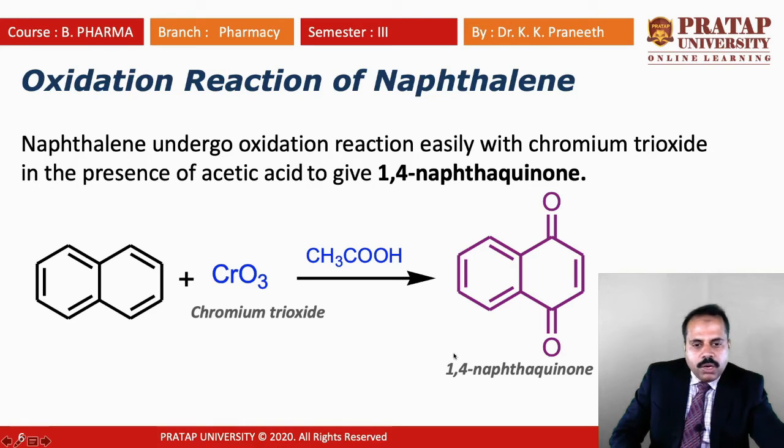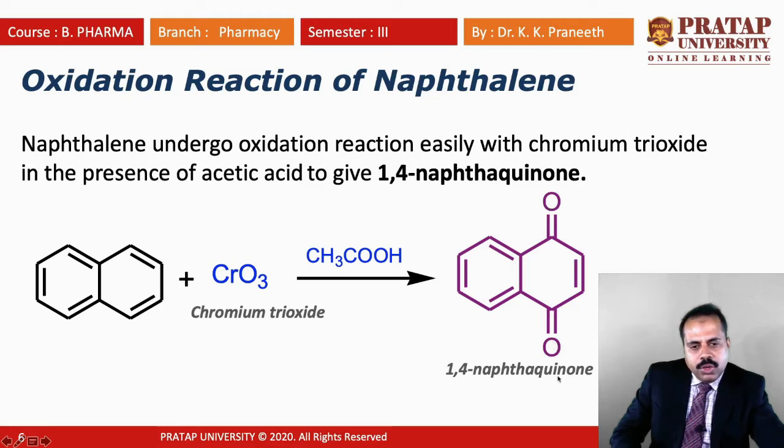It gives 1,4-naphthoquinone as a product. This is the product. In the naphthoquinone, you can see that one double bond is gone, reduced. This is one single bond here. There was only one double bond there. Here it has two double bonds, and two oxygen atoms are incorporated.